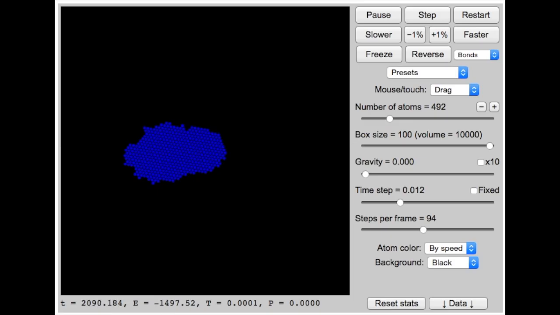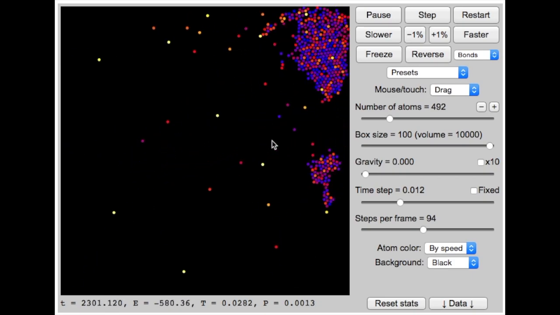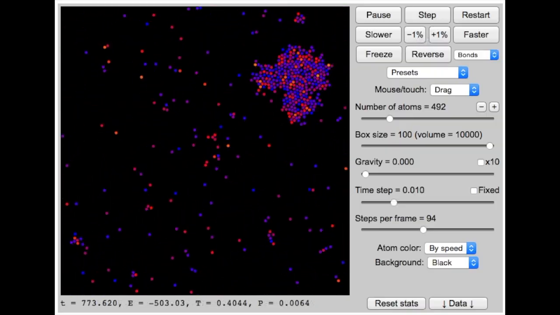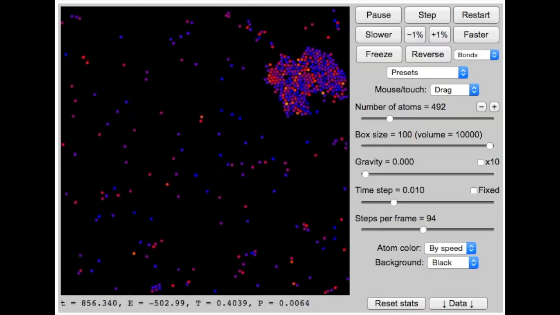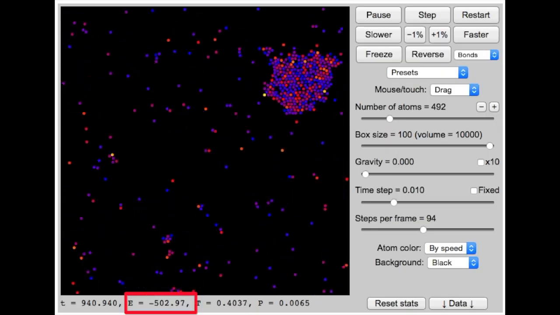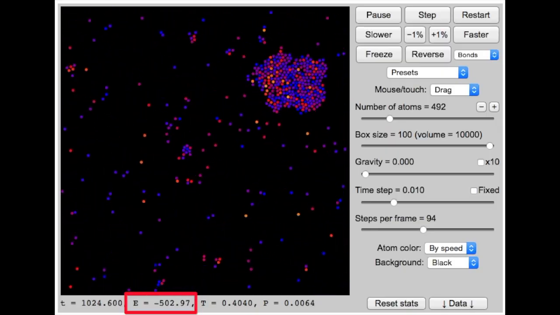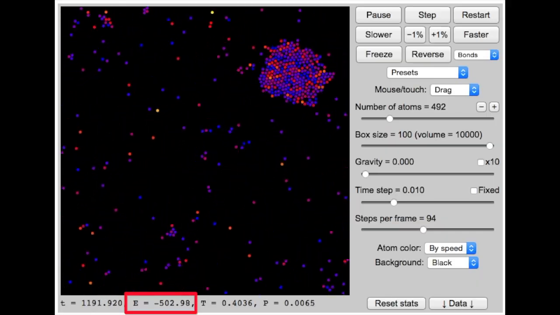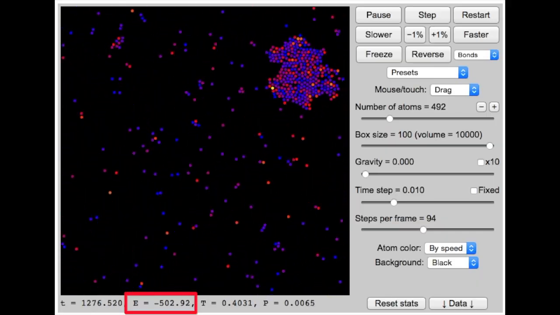Okay, so now let's add some kinetic energy back in. We can do this by grabbing the molecules with our mouse and giving them a toss. After the system reestablishes equilibrium, it looks like this. The total energy is now about minus 500. So we have apparently added about 1,000 units of total energy. But what form is this energy?